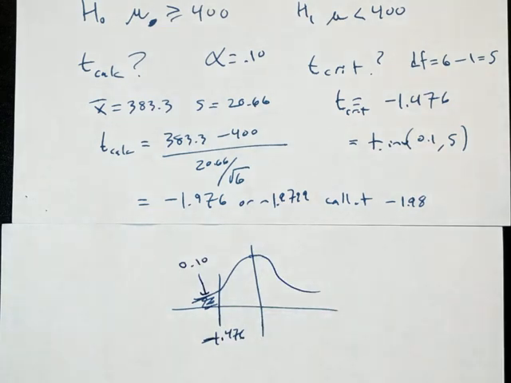So here's my question. Is the number we calculated in that region or in this region? If it's in the shaded region, do I accept the null or do I reject the null? That's too far down for me to be confident that the average should be where I want it. So the 1.976 being in here means I should reject my null hypothesis.